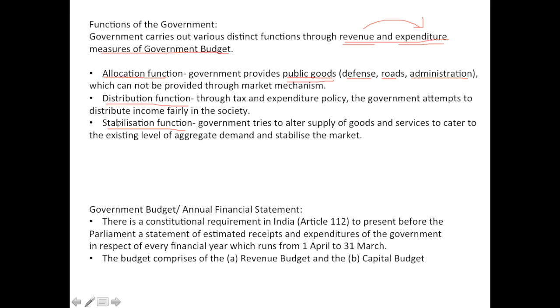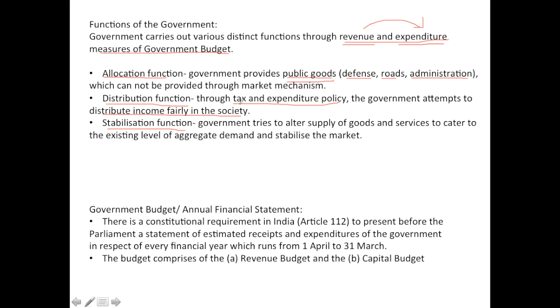Second is distribution function. Through taxes and expenditure policy, the government attempts to distribute income fairly in the society. Now, if there is no distribution function, what will happen is some people will have a lot of money and some people will have no money, and there will be no redistribution of income. So, if I have crores of rupees and I don't have any tax liability on me, then I will keep earning more and more through that money. But a person who has no money will have no opportunities to earn money out of nowhere.